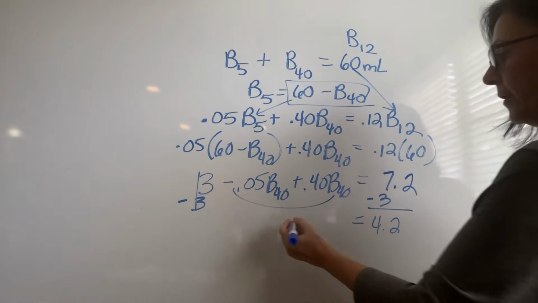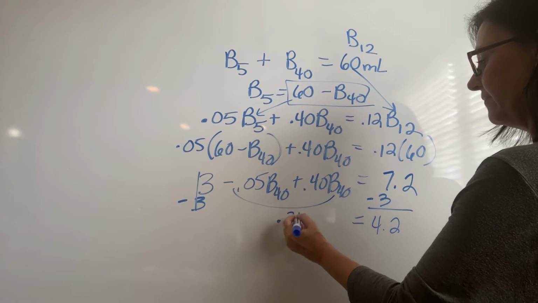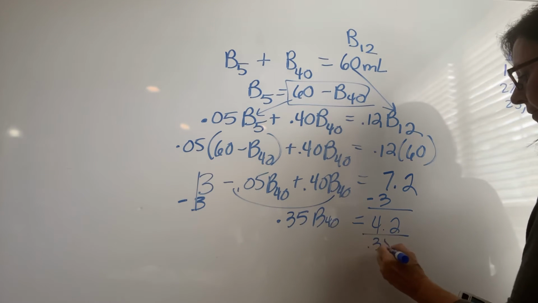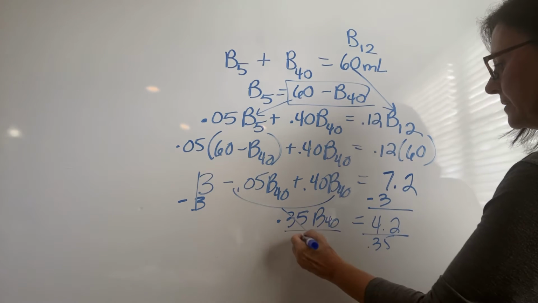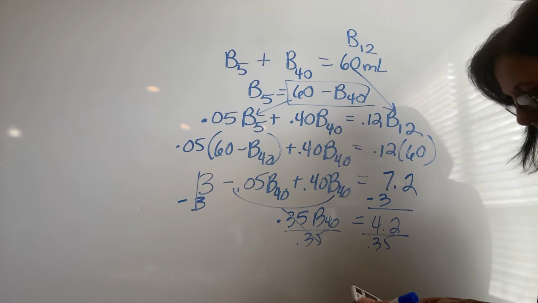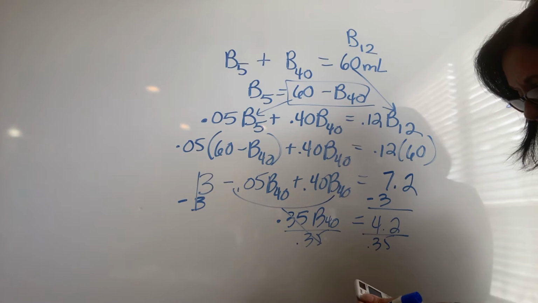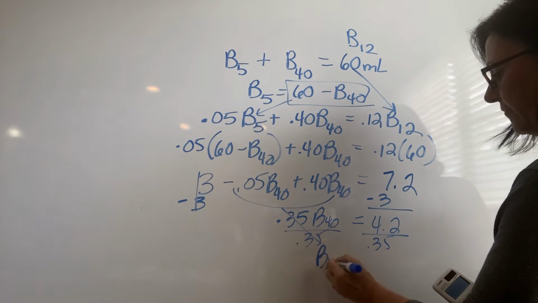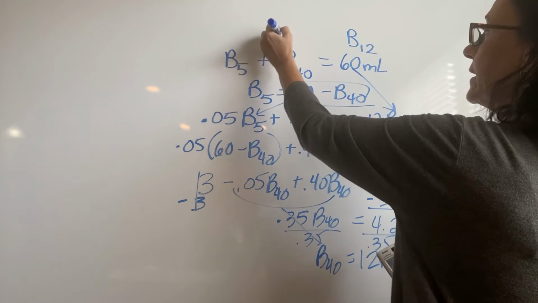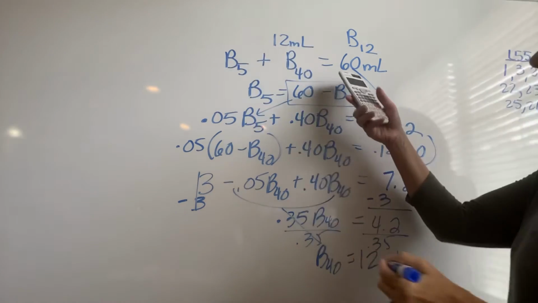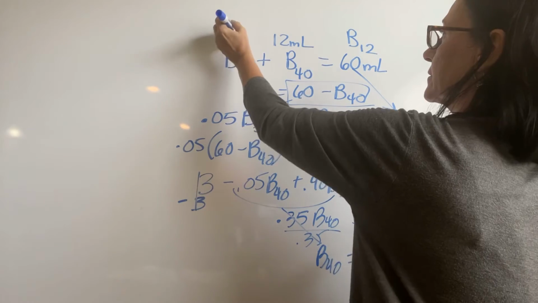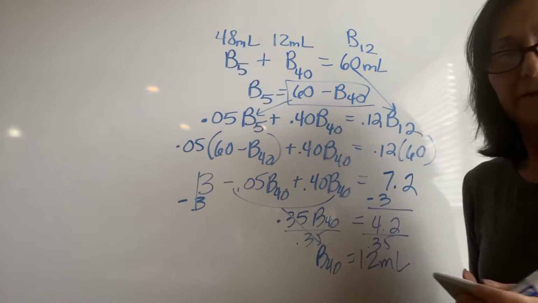0.4 minus 0.05 is positive 0.35 B40. When you divide by 0.35 on both sides, you get 12. B40 is 12 milliliters. If B40 is 12 milliliters, how much more do we need to get to 60? 48 milliliters of B5.